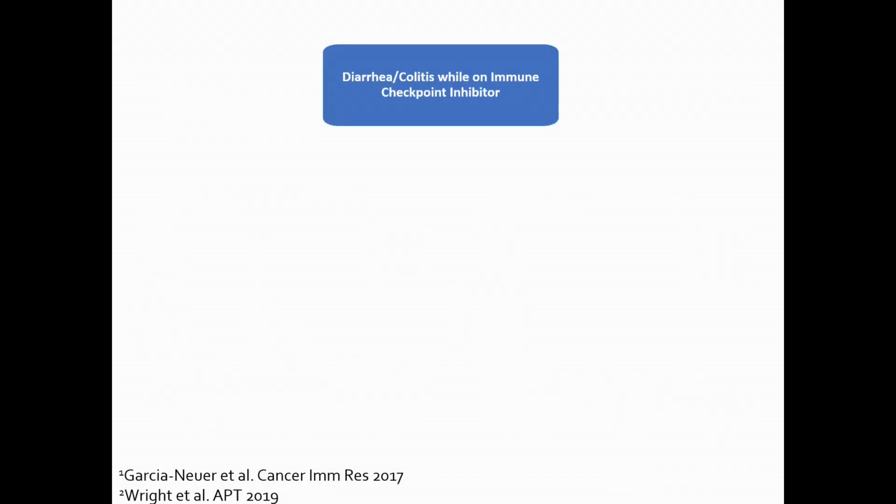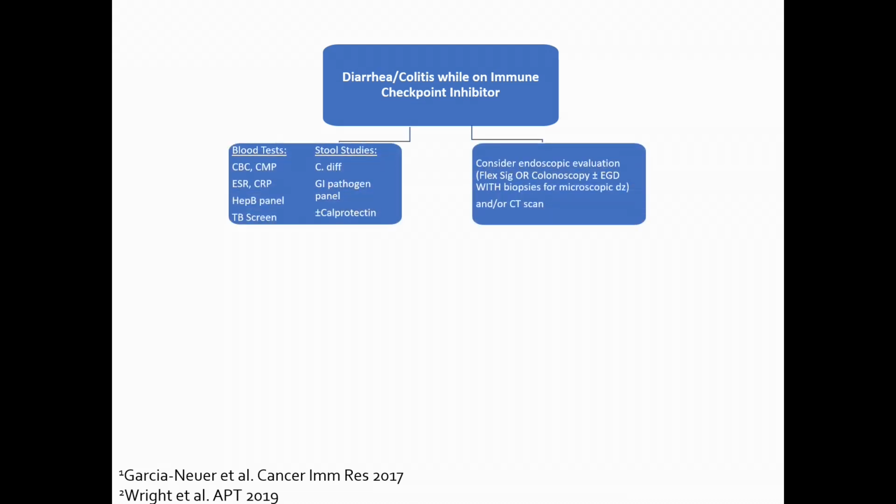So I'll go through a little bit about some of my thoughts on how I manage this in terms of an algorithm, and then take you through some of the latest data in the field. When a patient comes to my practice with diarrhea or colitis developing on an immune checkpoint inhibitor, we start with a pretty basic workup that we would do for any patient with new onset diarrhea. So we're thinking about some basic blood tests, inflammatory markers we use a lot in the GI world in inflammatory bowel disease, and of course stool studies to rule out infectious pathogens.